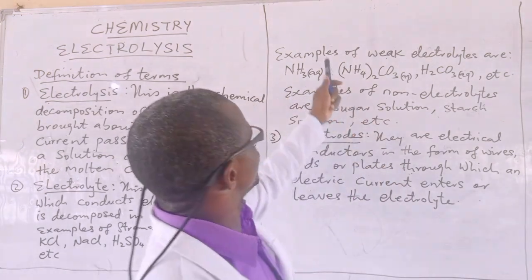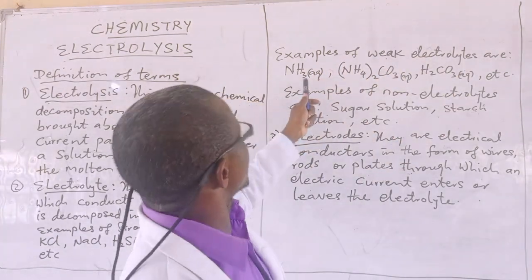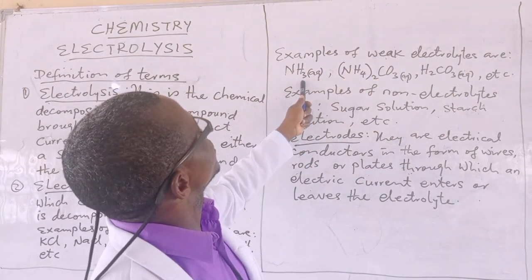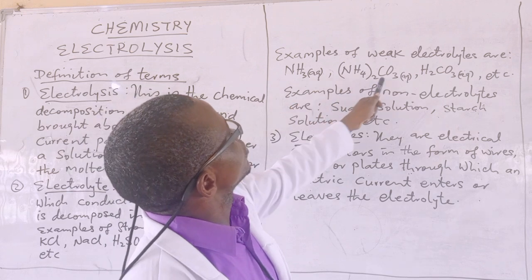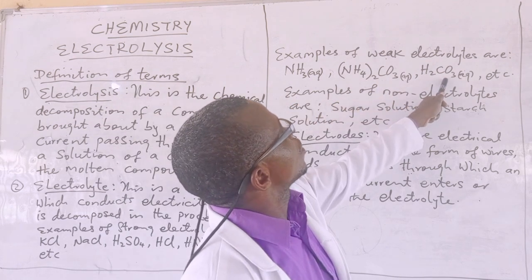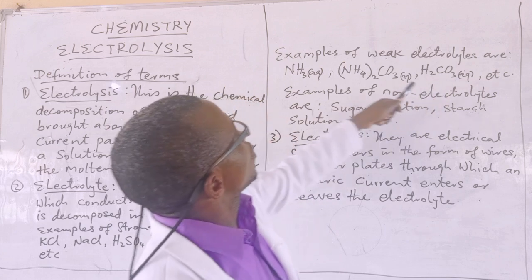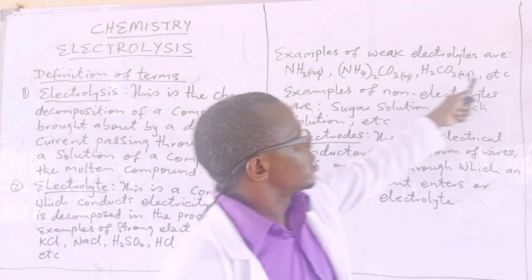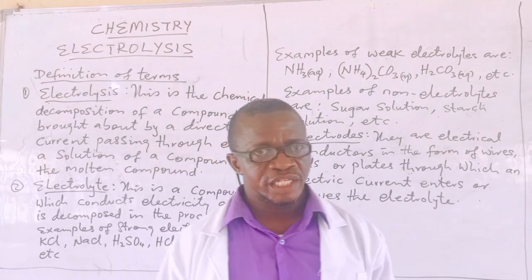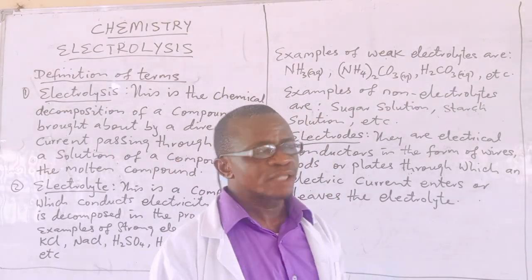Now let's move to examples of weak electrolytes. There are aqueous ammonia, ammonium trioxocarbonate 4, trioxocarbonate 4 acid. These are just a few among others. We have more that are weak electrolytes.